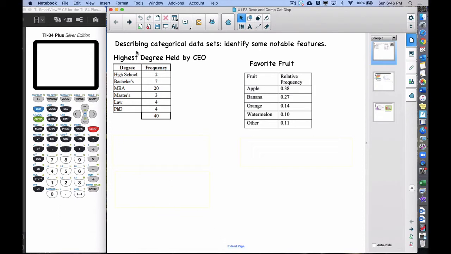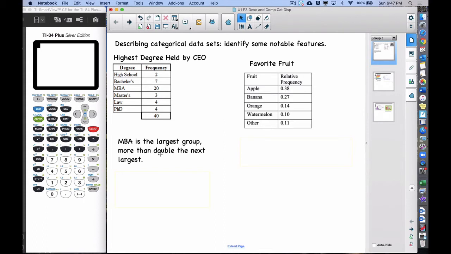Honestly, when you're describing categorical data sets, just identify some notable features, and that's going to vary a little bit from data set to data set. But if we're looking at this one, the highest degree held by a CEO, one of the things I would definitely point out is something along the lines of that MBA is the largest group, and that group is more than double the next largest. So saying it's the largest group is good. If all you said was that, it'd be fine.